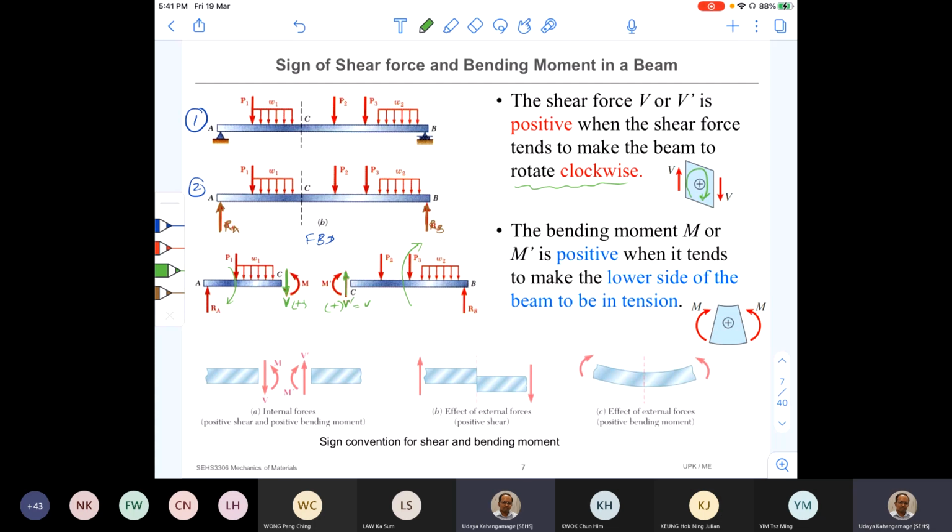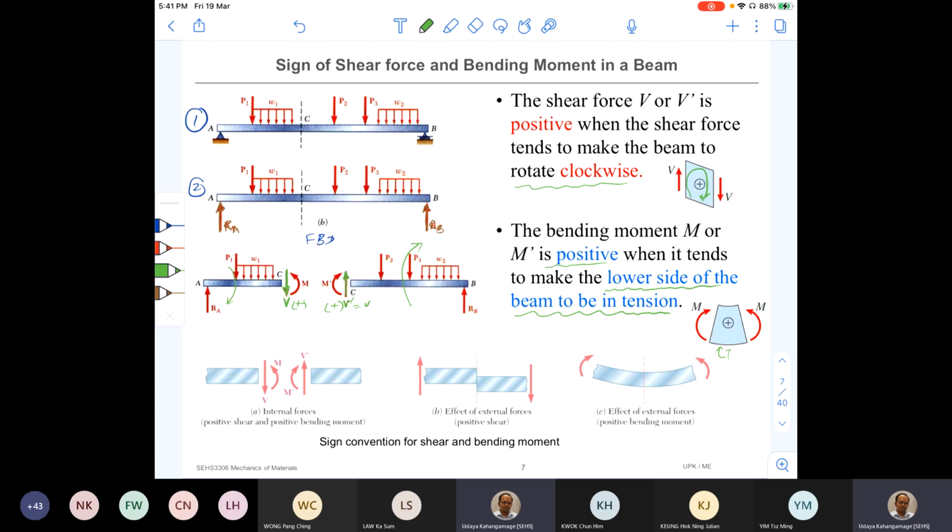Now look at the bending moment. It says a positive internal bending moment is the one that creates tension at the bottom or lower side of the beam. Tension at the bottom. So now here you can see that this side is under tension. So if you apply the bending moment in this fashion, it creates a tension at the bottom. So that kind of bending moment is called positive bending moment.